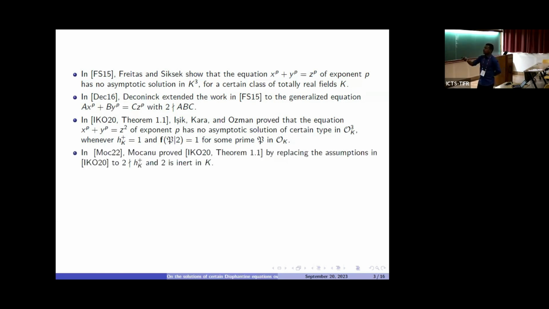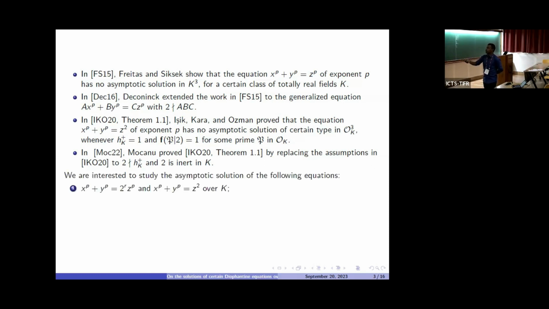Then in 2022, Mukanu proved this result by replacing these two assumptions with: 2 does not divide the narrow class number of K plus, and 2 is inert in K. So that's why we are interested in studying the asymptotic solution of first this equation, x to the power p plus y to the power p equal to 2 to the power r times z to the power p. Basically, you can see this with the Darmon result.